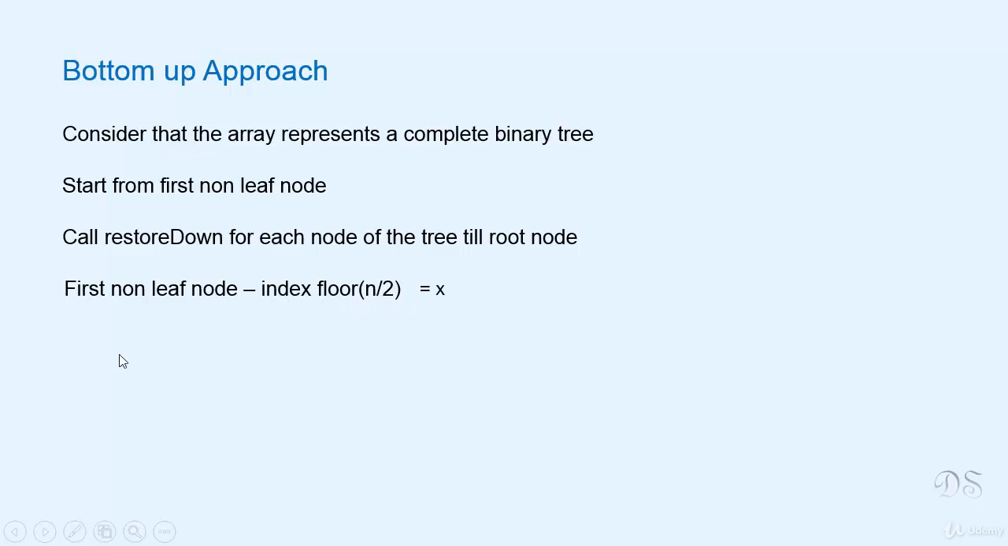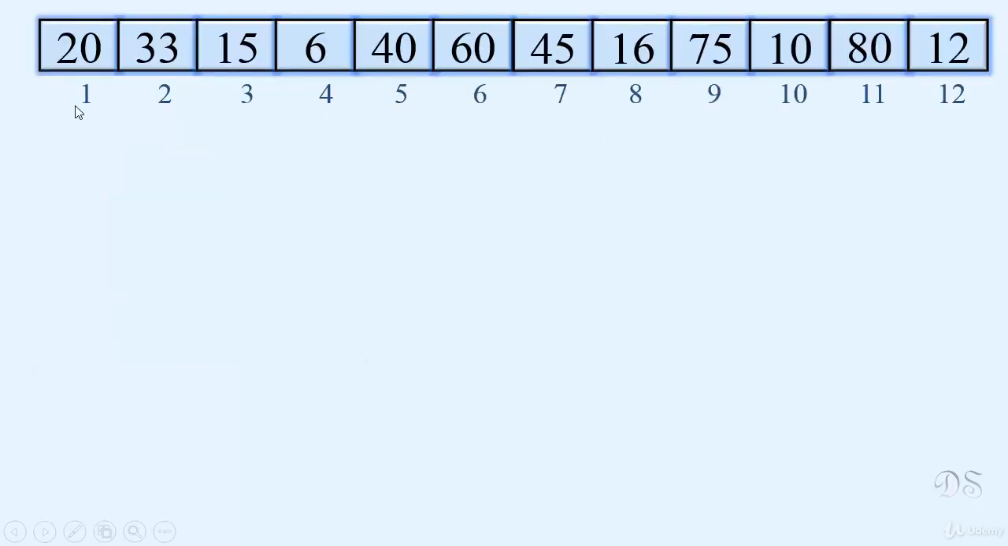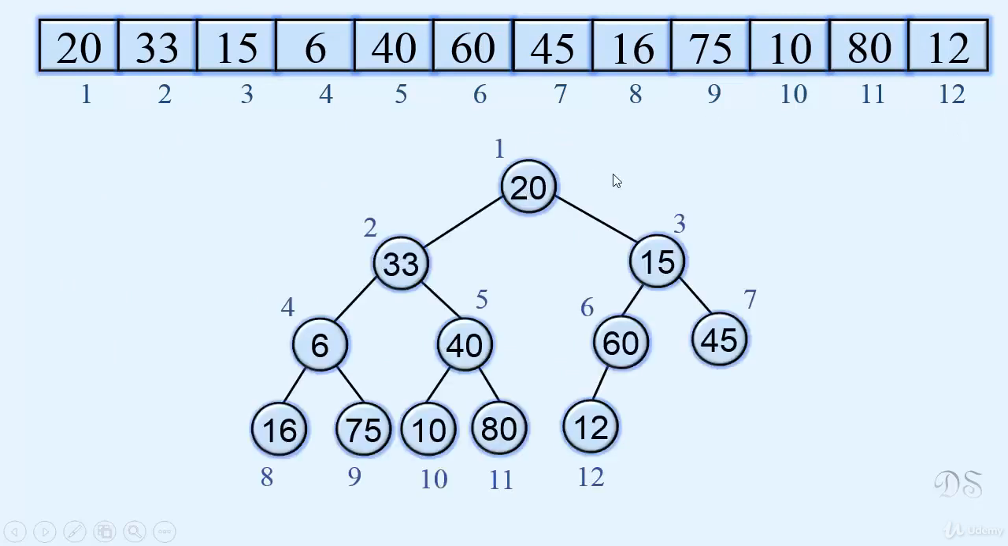Suppose this value is x, it means that we have to call restore down procedure for elements from ax to a1. Now let's take an example. Suppose this array has to be converted to a heap. So we'll consider that this array represents a complete binary tree. Now this is the first non-leaf node. So we have to call restore down procedure for all elements from a6 to a1.